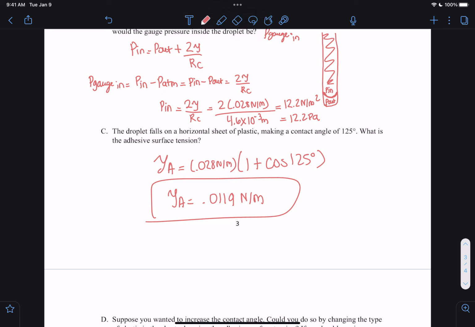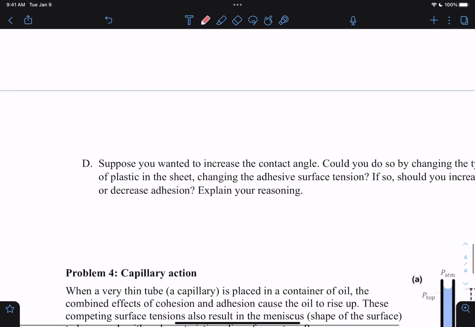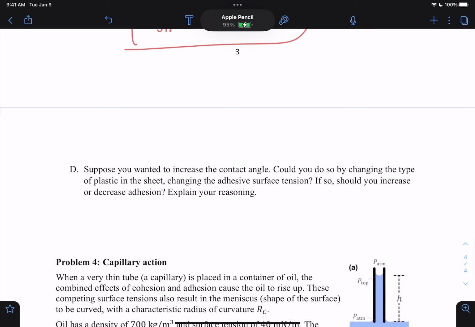Pretty simple, plug and chug, not too bad, right? D, suppose you wanted to increase the contact angle. Could you do so by changing the type of plastic in the sheet, which would change the adhesive surface tension? If so, should you increase or decrease adhesion?